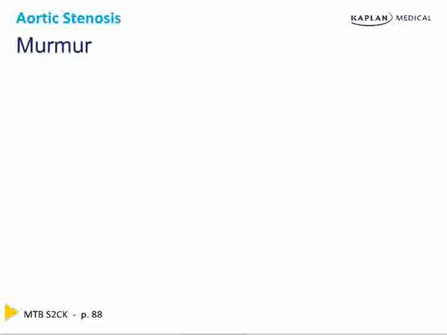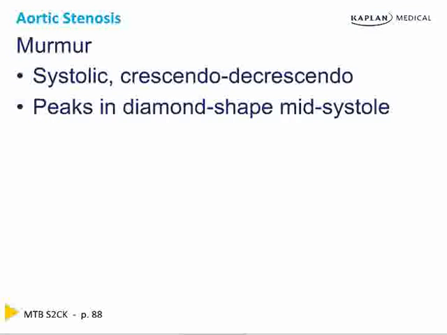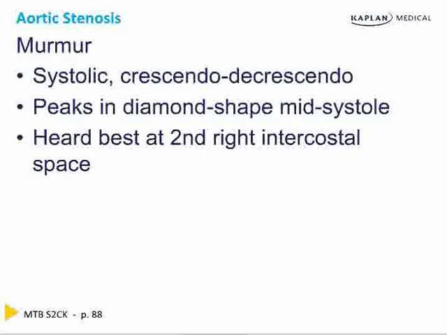The murmur of aortic stenosis can be played for you on Step 2. And you will have to know how to recognize it. Because we have isovolumetric contraction at the beginning, where no blood is moving, you don't hear anything at the beginning. That's why it's a crescendo, decrescendo. Because at the beginning, there's no blood moving, no murmur. It peaks in mid-systole. That's why it's diamond-shaped, or crescendo, decrescendo. And it's heard best in the second right intercostal space. Where does it radiate? Well, mitrals radiate to the axilla and aortics radiate to the carotids.